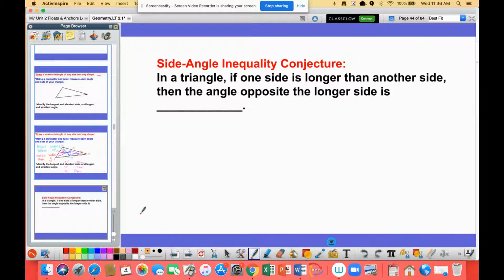So our side angle inequality conjecture, you do need to write this down. So in your notebook, you should have that scalene triangle. You should have all of those things written down that are just like mine. And now you're going to write down this conjecture. In a triangle, if one side is longer than the other side, then the angle opposite the longer side is the largest angle.